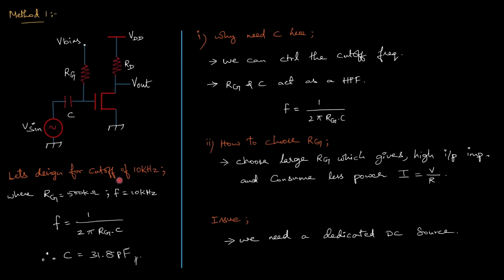Here, let's design for a cutoff frequency of 10 kHz. We are choosing RG to be 500 kilo ohm, and substituting this value in this formula, we get the capacitance to be 31.8 picofarad. Now let's try to simulate it in Cadence.